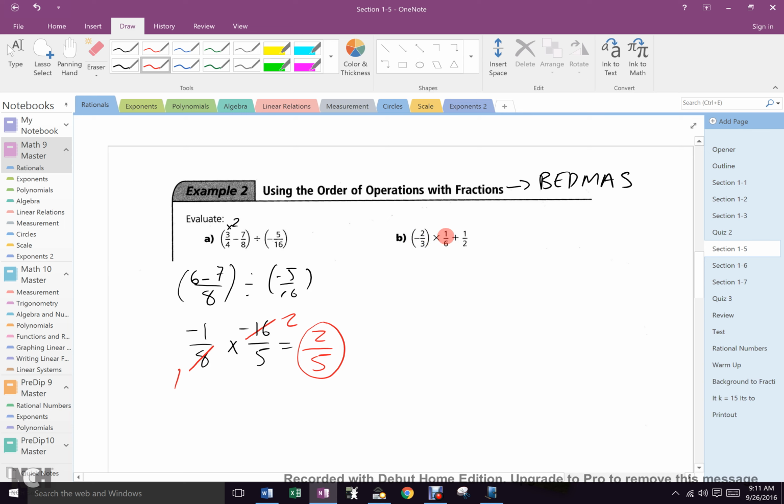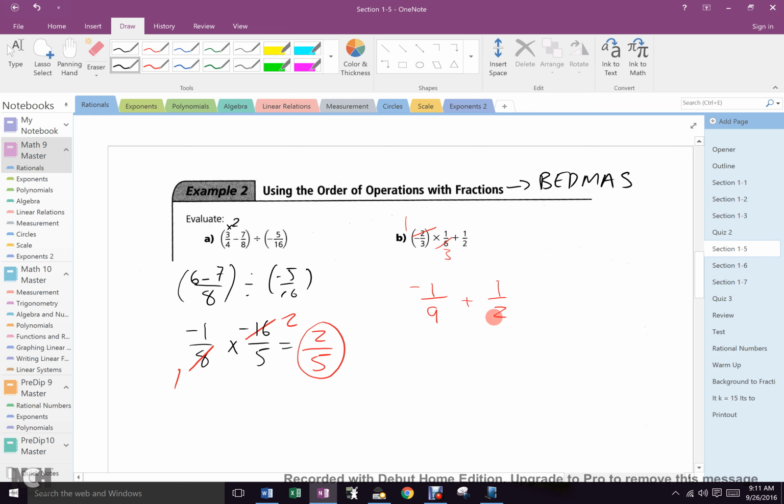How many 2s go into 2? 1. How many 2s go into 6? What's 1 times 1? 1. What's 3 times 3? 9. Do I need a negative sign? Negative 2/3 times positive 1. Yes. Plus 1/2. And I rewrite, so I can't do it wrong.